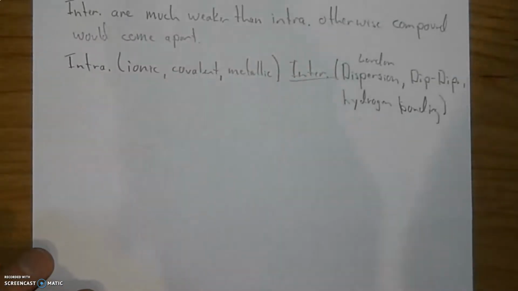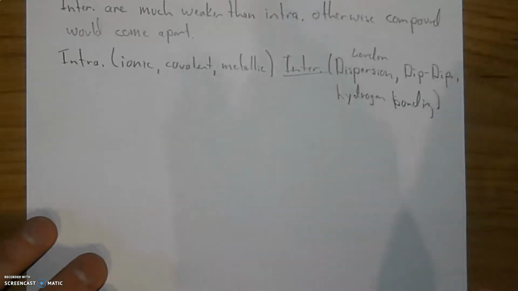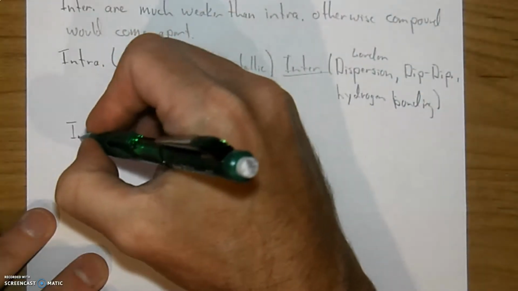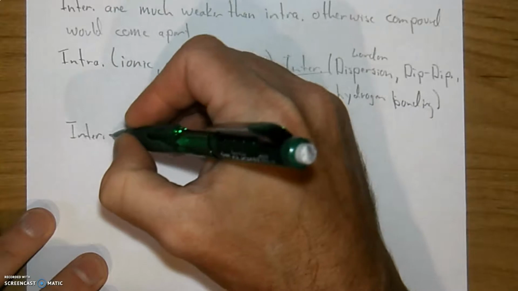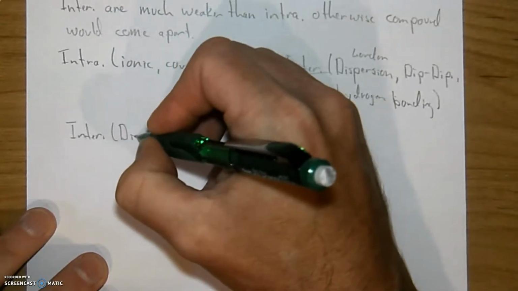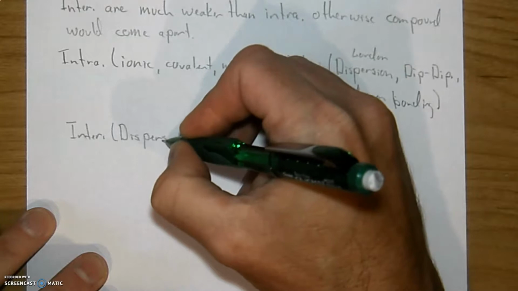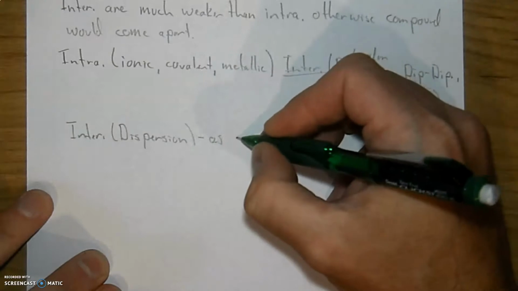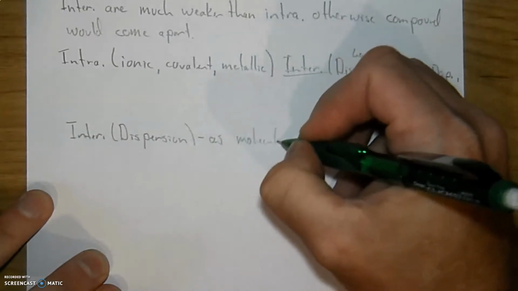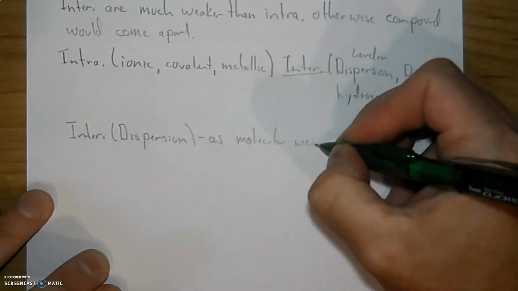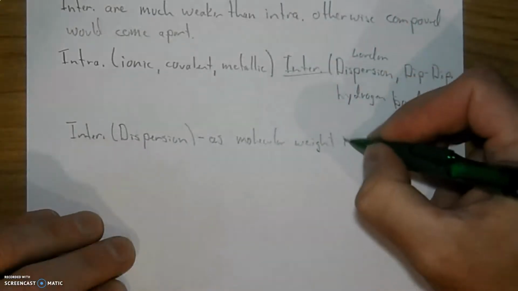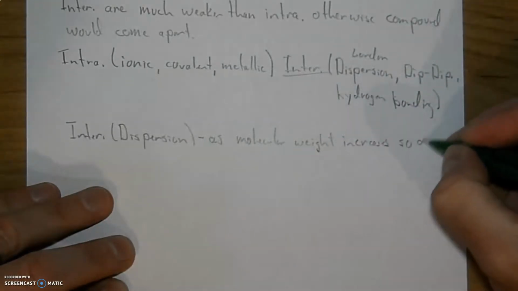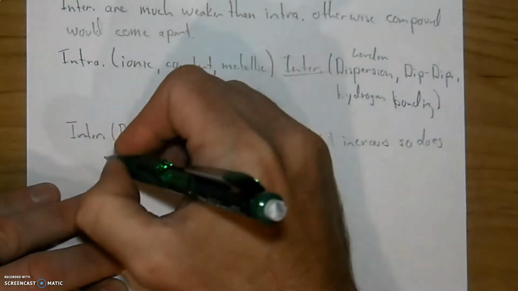All right, let's keep this rolling. We're going to start off looking at the first one, dispersion. Inter, and specifically dispersion. Something to keep track of is as molecular weight, the molar mass, increases, so does the dispersion.